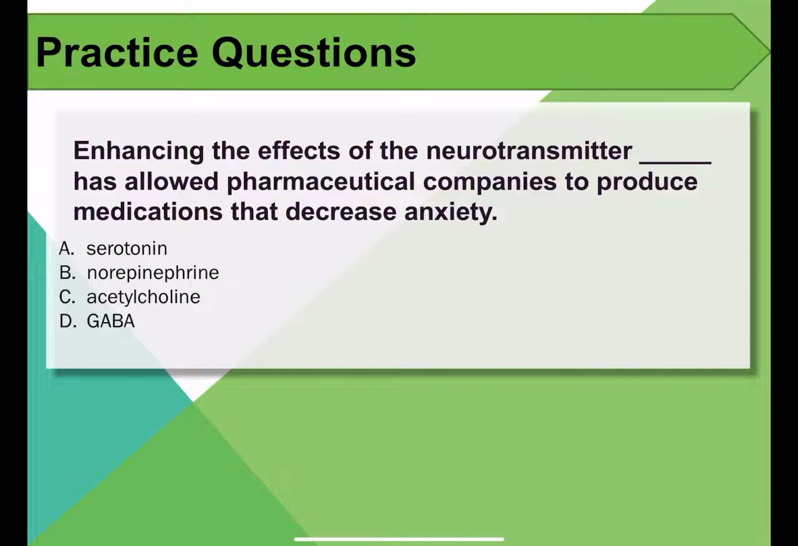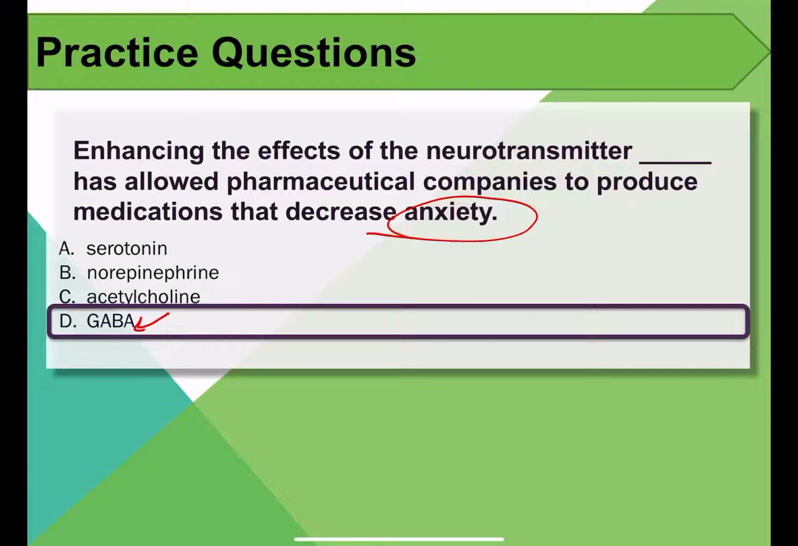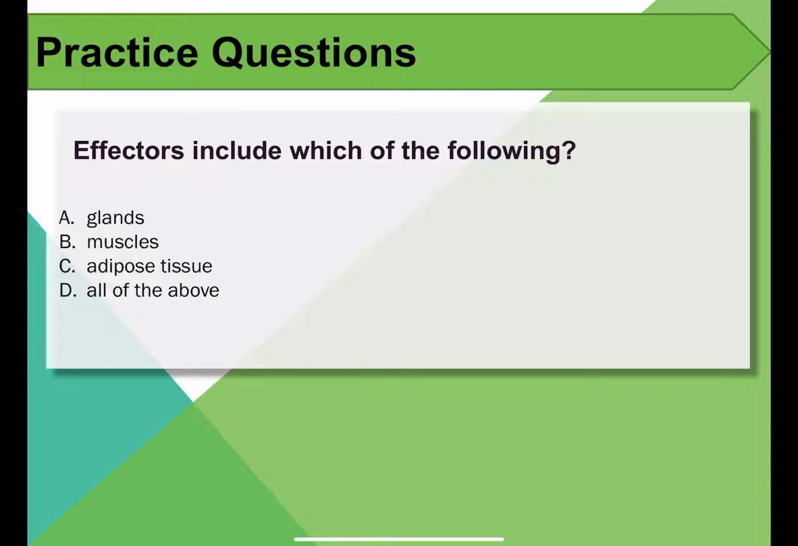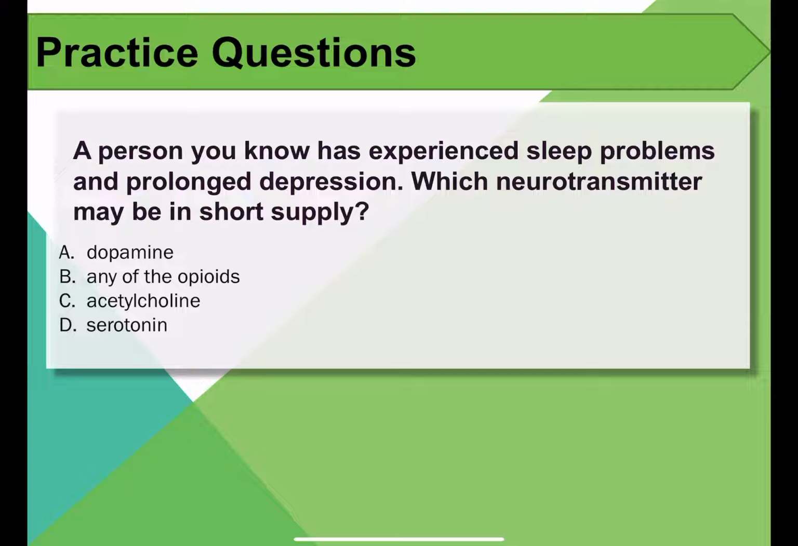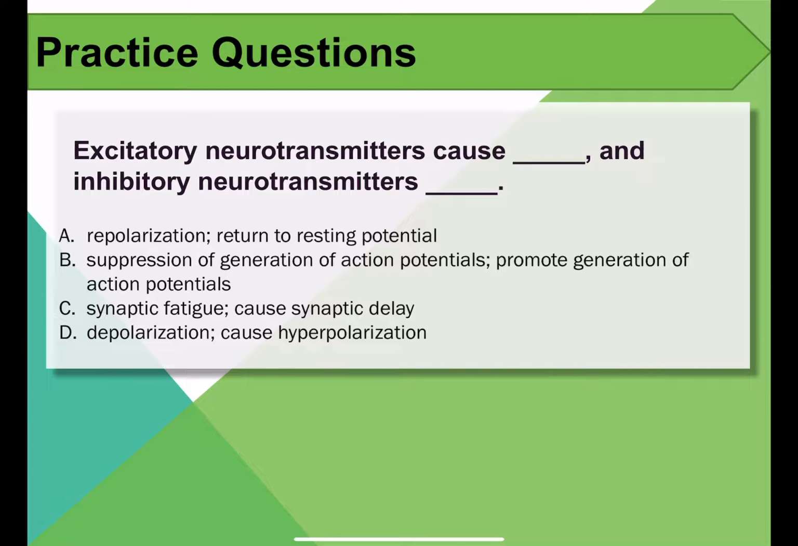Enhancing effects of the neurotransmitter. What has allowed pharmaceutical companies to produce medication to decrease anxiety? So GABA, we said, has something to do with anxiety. Effectors include which of the following? All of these, okay? They can be anything. A person you know has experienced sleep problems and prolonged depression. Which neurotransmitter might be in short supply? Depression, emotion control, so serotonin.